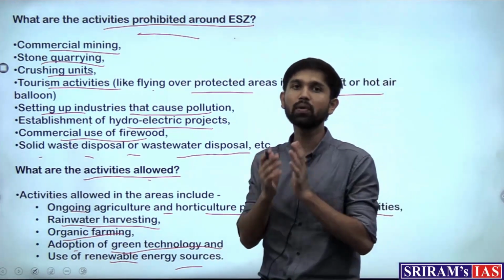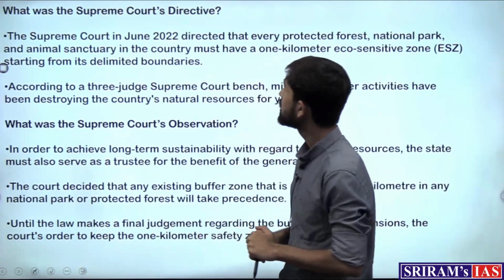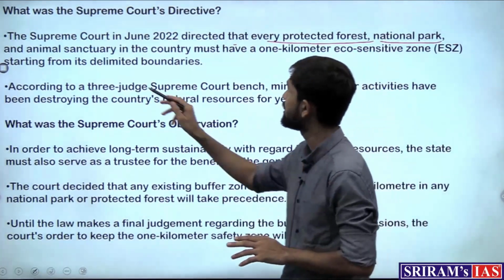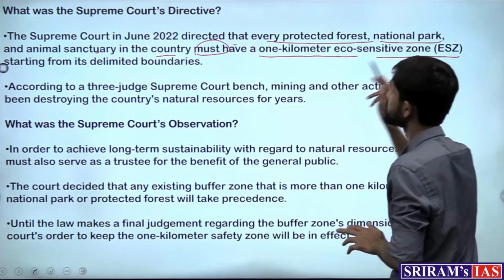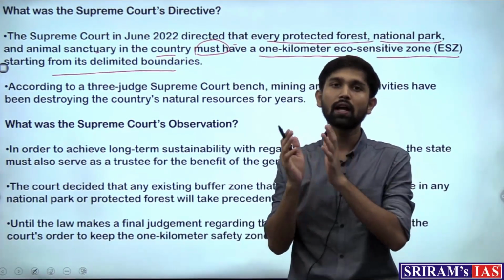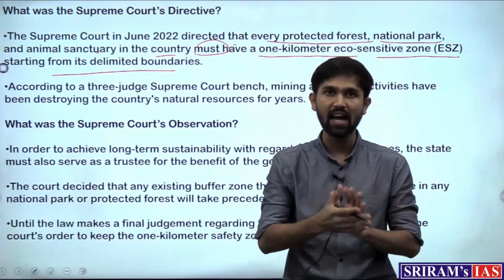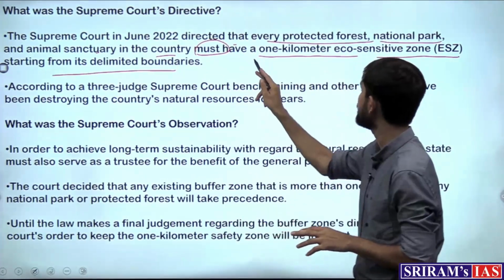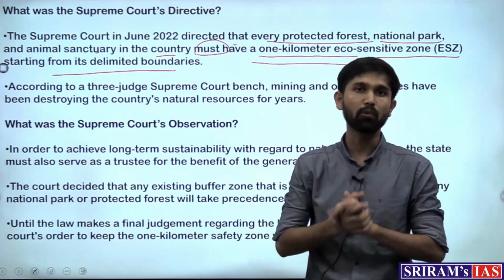Now let's come to the Supreme Court order which came. So in the month of June, last June 2022, Supreme Court directed that every protected forest, national park and animal sanctuary in the country must have a 1 kilometer eco-sensitive zone starting from its delimited boundary. So what did Supreme Court do? For those areas which did not existingly have the eco-sensitive zone, it mandated that every protected area must have at least 1 kilometer mandatory eco-sensitive zone area around the protected area network.